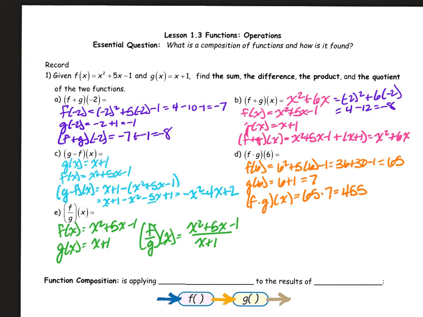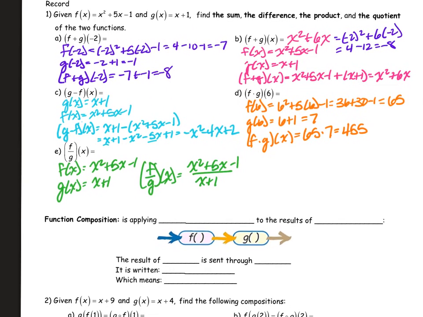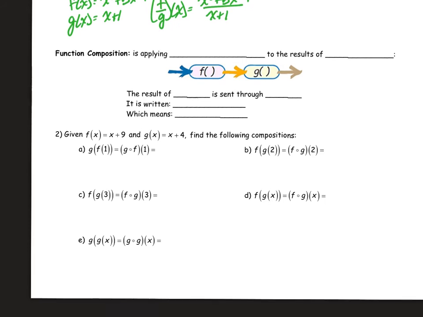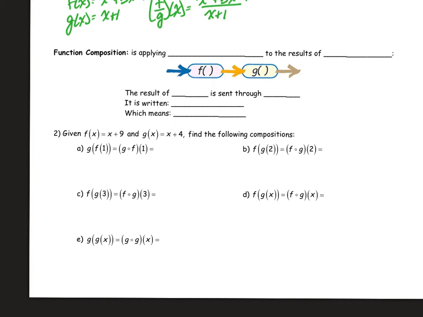So we're moving on to the next section here. And we have a little definition of what a function composition is. So function composition is applying one function to the results of another. Okay, so I put a number into f, I get that, and I put it into g. Okay, so that's what a function composition is. So the results of f is sent through g.